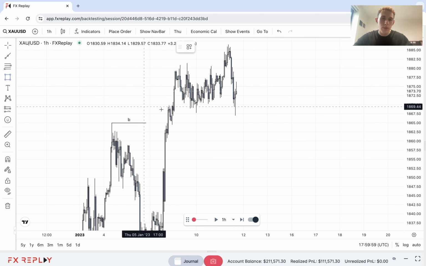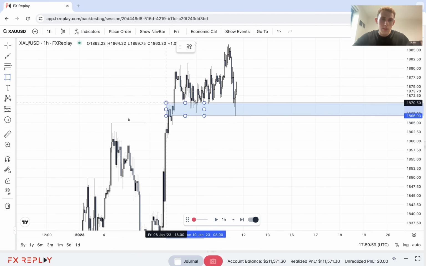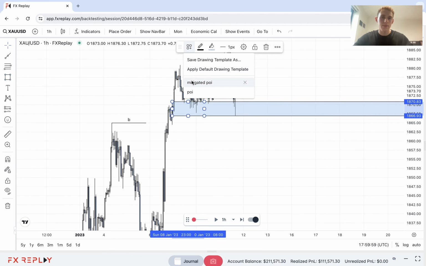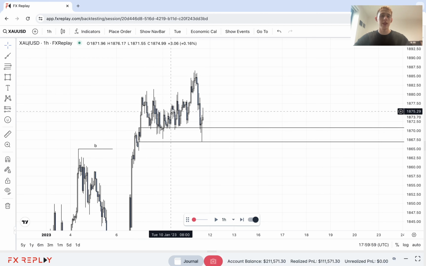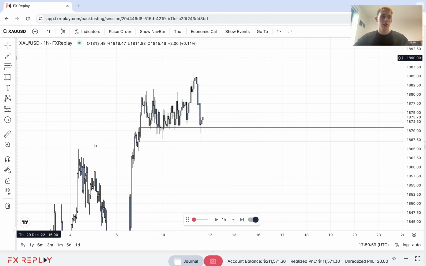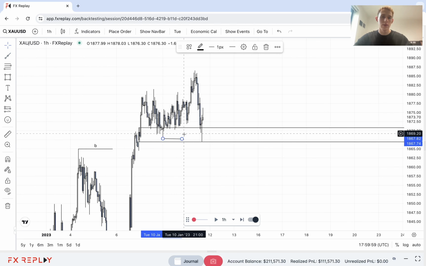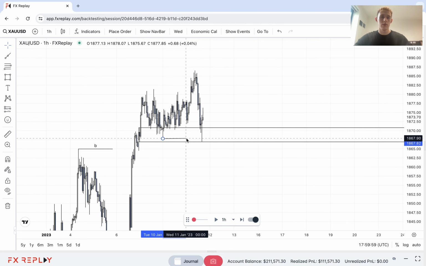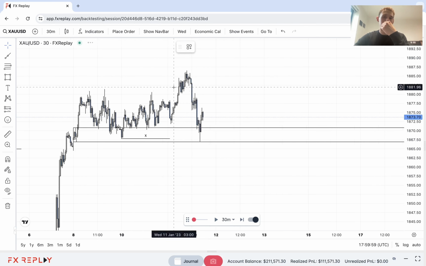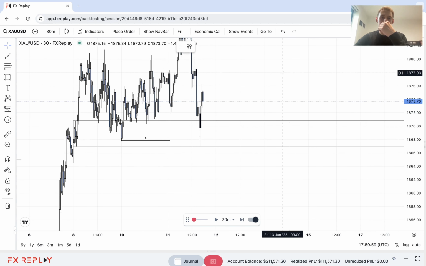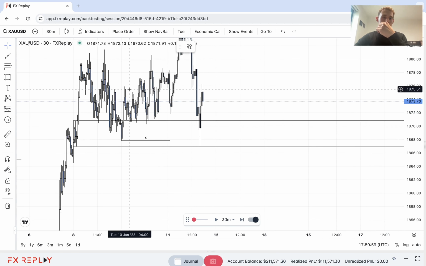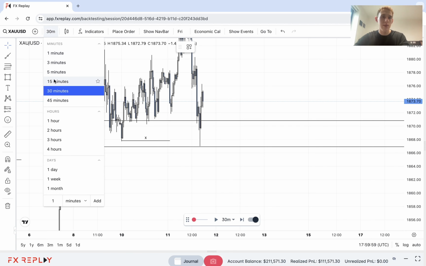Okay, cool. So price is holding this demand. We had this sort of area of consolidation. We've now had a sweep of the low, just there. So what I'd look for now would be, if price can start breaking some structure to the upside, I would consider going off this level.